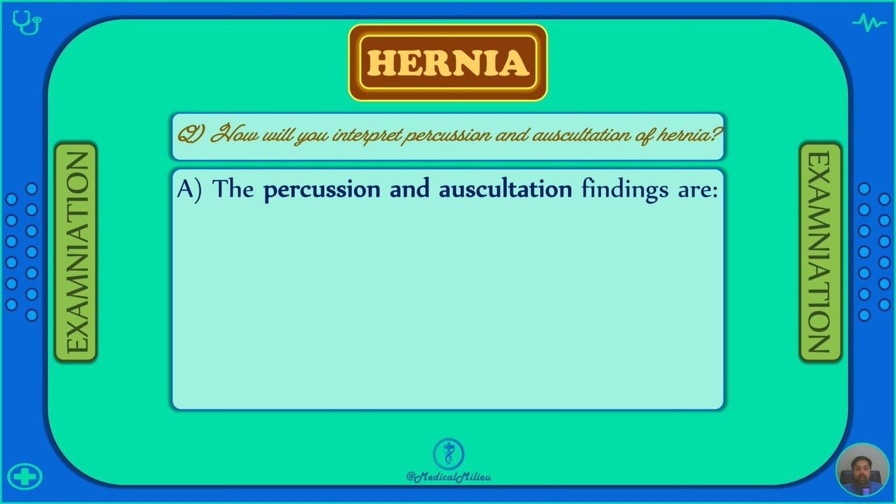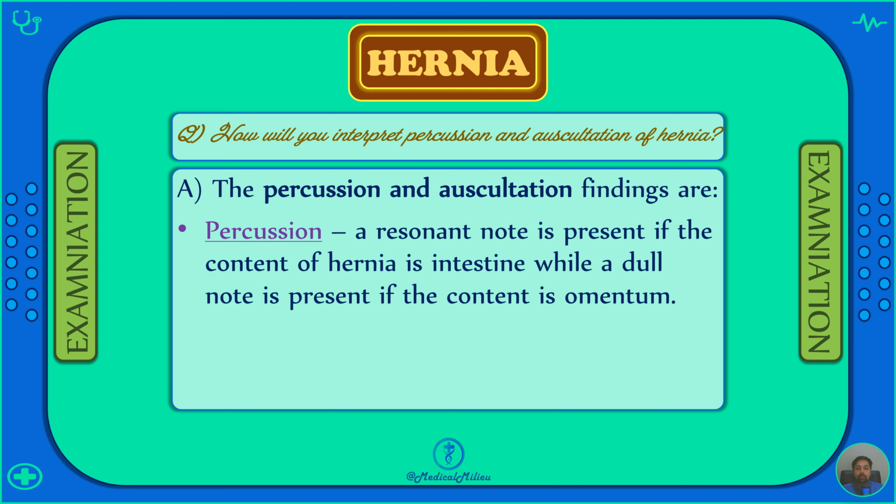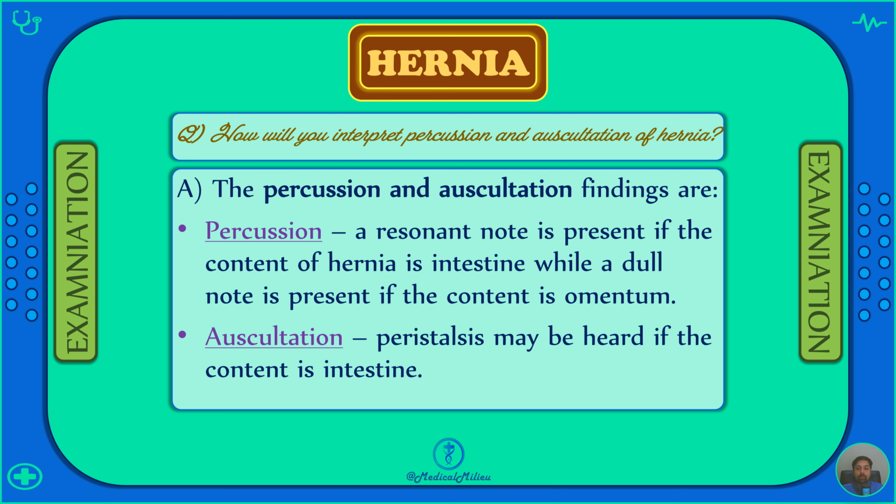The percussion and auscultation findings are: in percussion, a resonant note is present if the content of hernia is intestine, while a dull note is present if the content is omentum. In auscultation, peristalsis may be heard if the content is intestine.